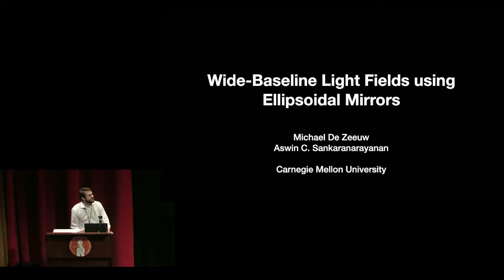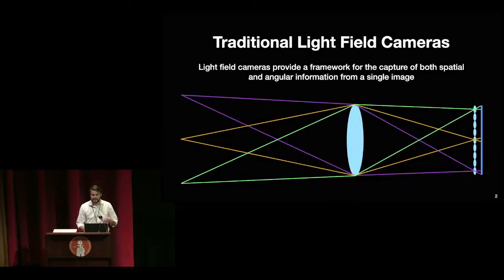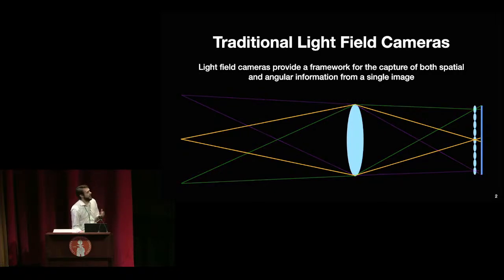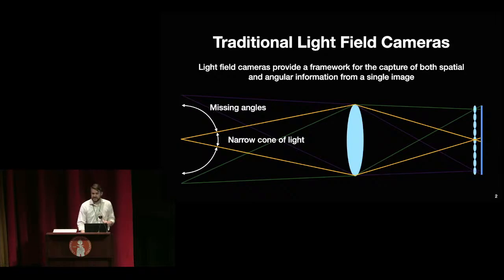In our work, we're seeking to extend the baseline of measurable light fields compared to standard, traditional handheld single exposure light field cameras. These light field cameras provide a very useful framework for capturing both spatial and angular information from the scene in a single image by using a microlens array placed over the imaging sensor. One problem with these setups is that they're largely limited by their aperture and therefore only measure a very narrow cone of the available light field in the scene. And this results in a large set of missing angles that are not sampled at all using these setups.